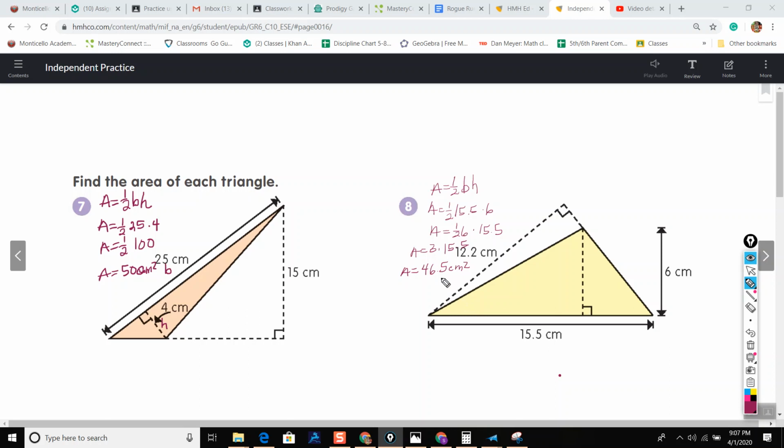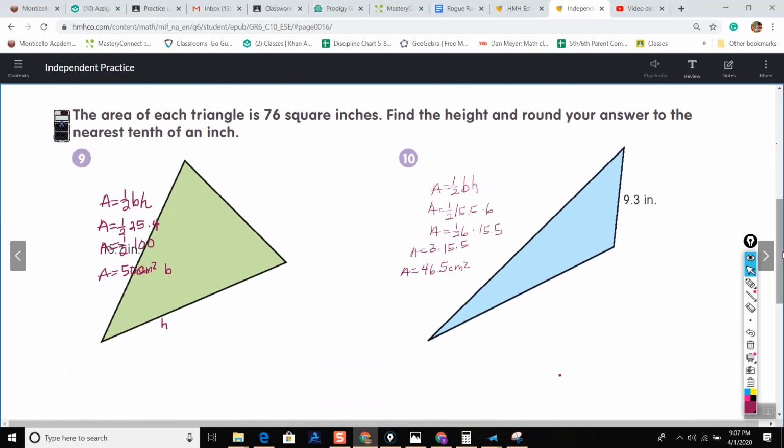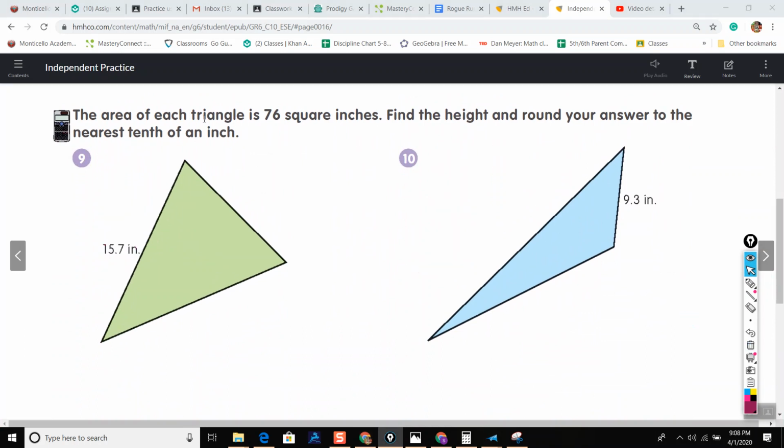Okay, the next one we're going to do is number 10. And I'm not sure if this is on this page or if it's on the next page. Right here. Okay, I chose to do this one because we're still struggling with this idea of working backwards, where we're given the area and we're asked to find either the base or the height of something. So let's go ahead and write our formula. Oops. Let me switch to my pen. Okay. Area is equal to 1/2 of the base multiplied by the height.